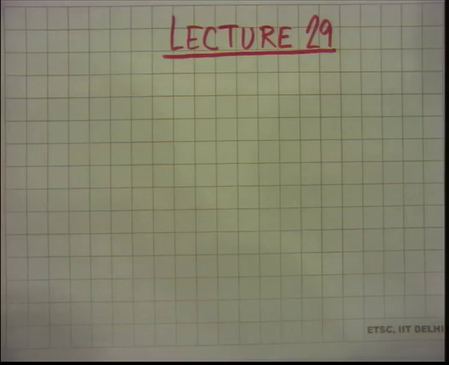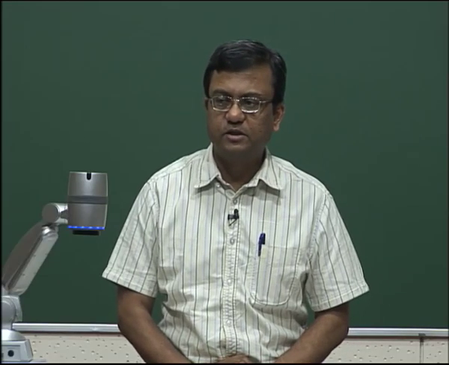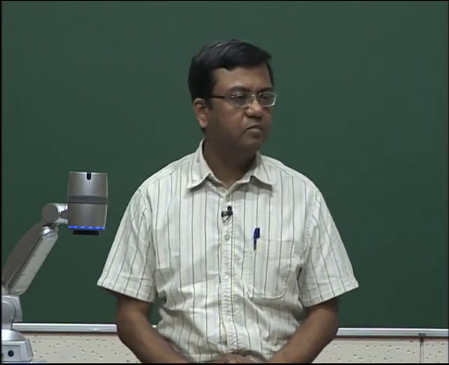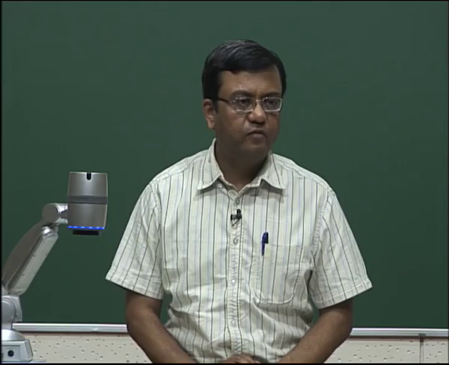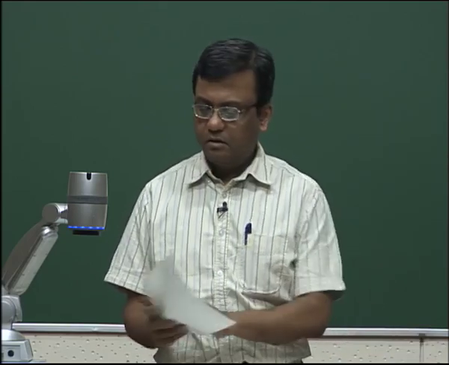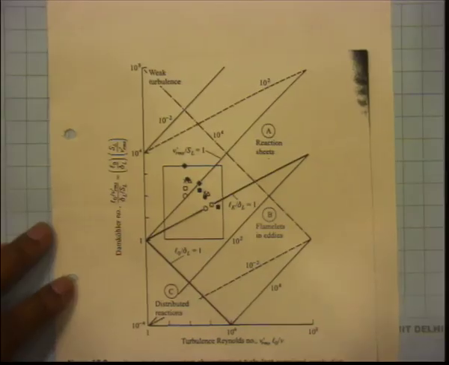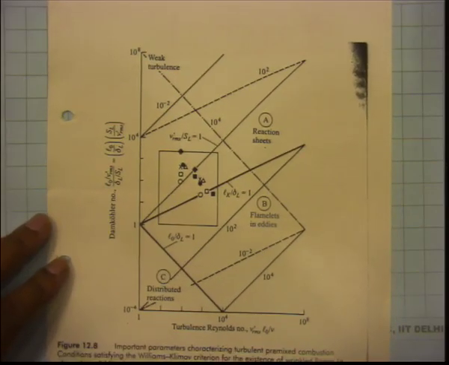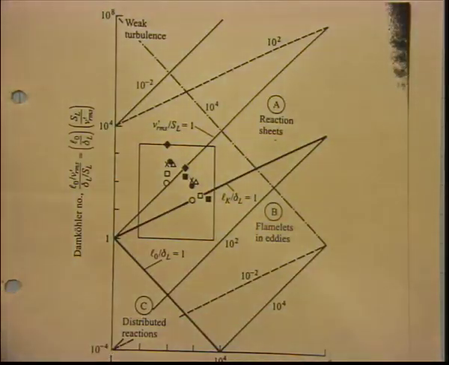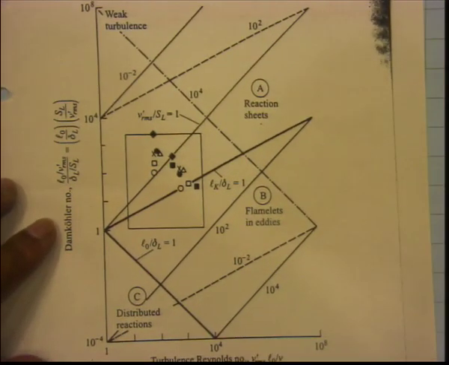So, this is lecture 29 and we were discussing turbulent premixed combustion, and remember we were looking at a complicated diagram which shows the regimes of turbulent combustion. So, we will start from there and recollect what we had seen in the last class. Yeah, so this is the plot that we had.